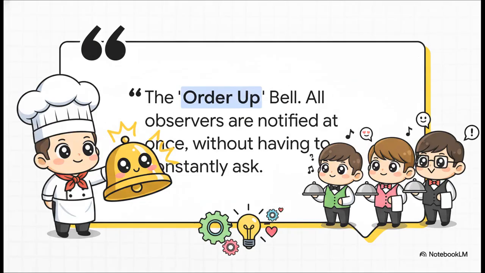So let's head back to our kitchen one last time. That order up bell, that is a textbook observer pattern in action. The chef finishes a dish and rings the bell. They don't have to track down every single waiter and tell them individually. Nope. All the waiters are observing the bell, and when it rings, they know it's time to act. It's a beautifully clean and decoupled way to communicate.